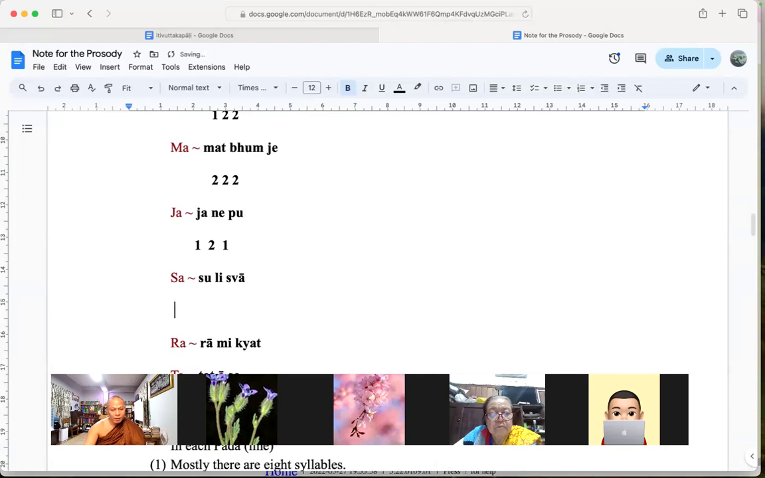And then Suli Soa. Su means 1, Li also 1, but Soa. Here, even though it is a double consonant, we don't count this one. So Soa is Soa, okay? Because this is not stanza, just a sign. Okay, please remember that. So Soa is loud, that is 2, 1, 1, 1, 2.